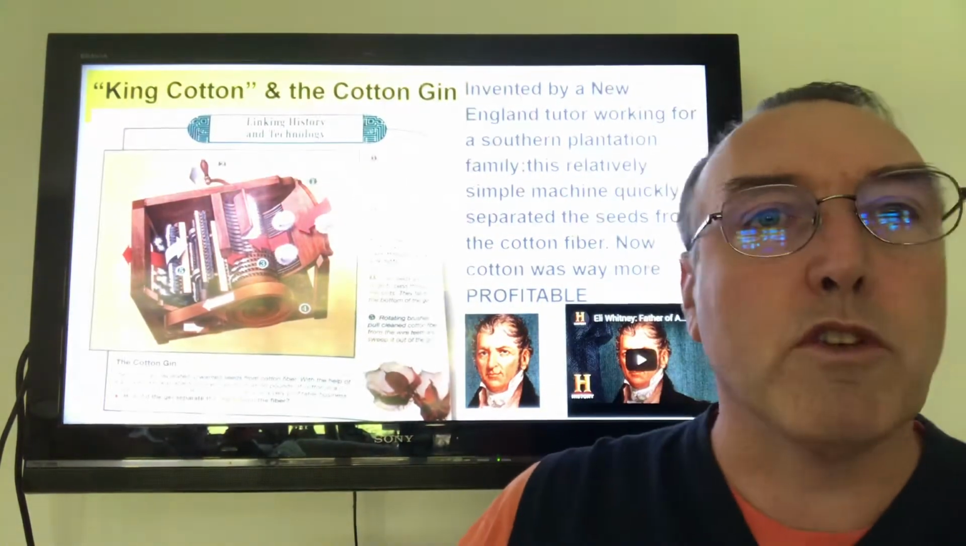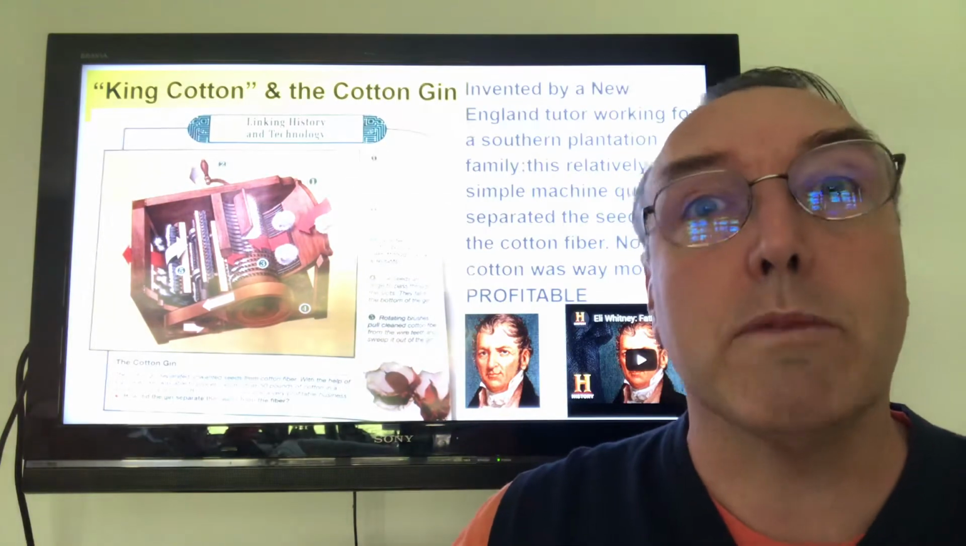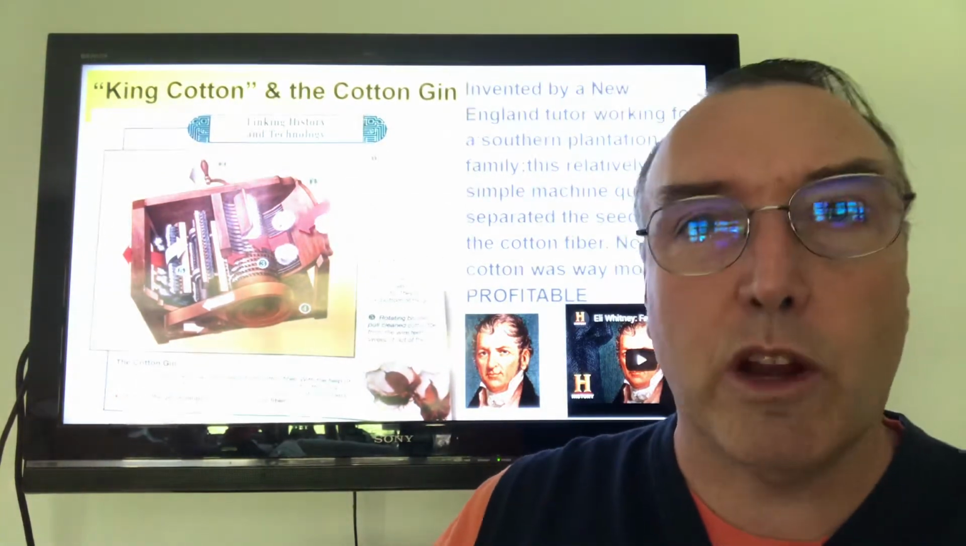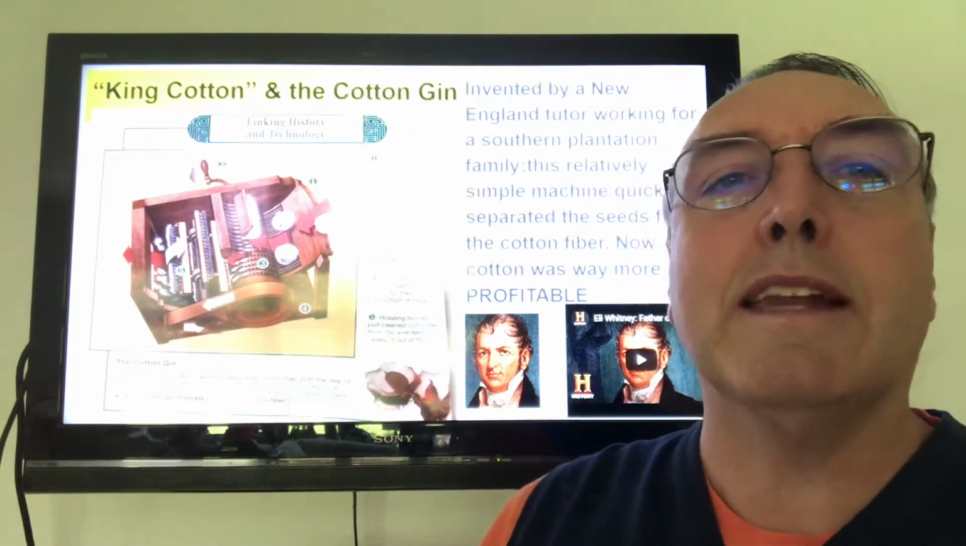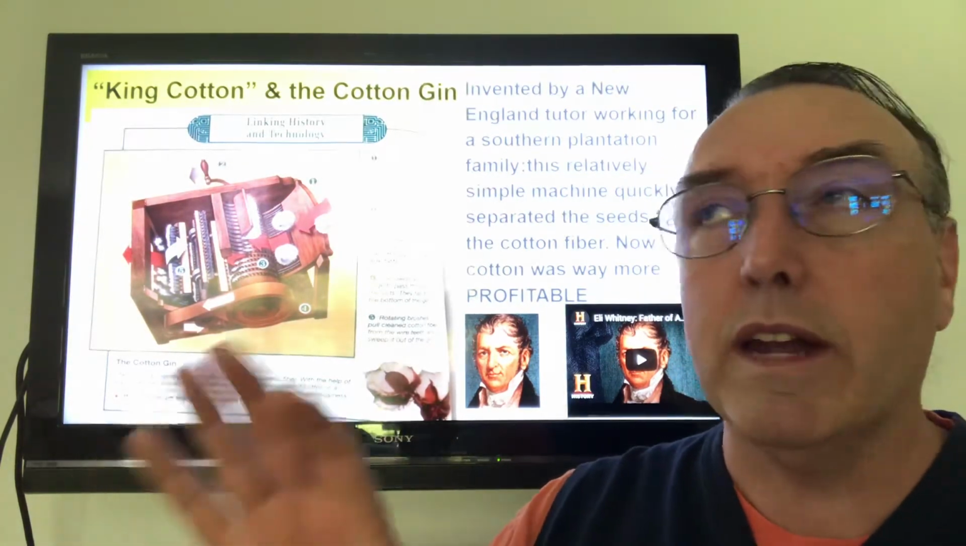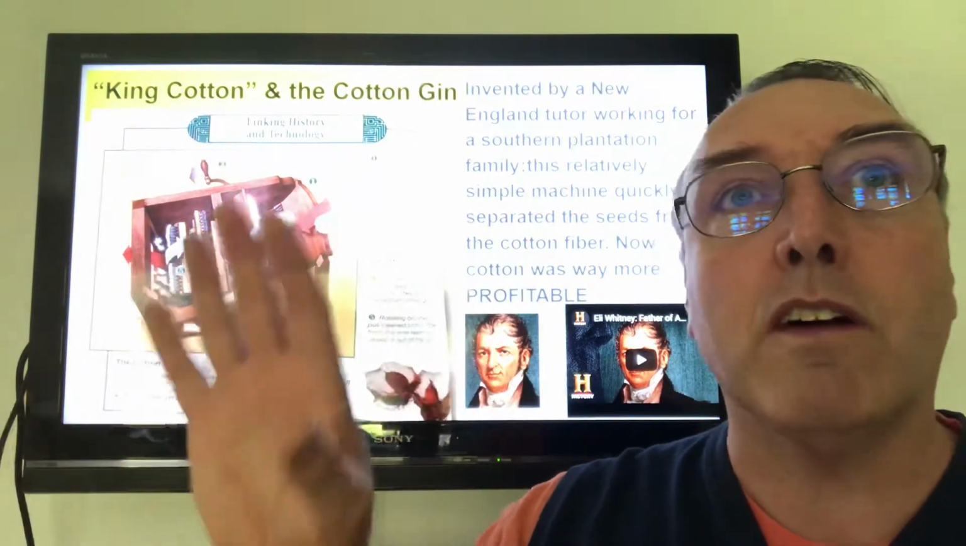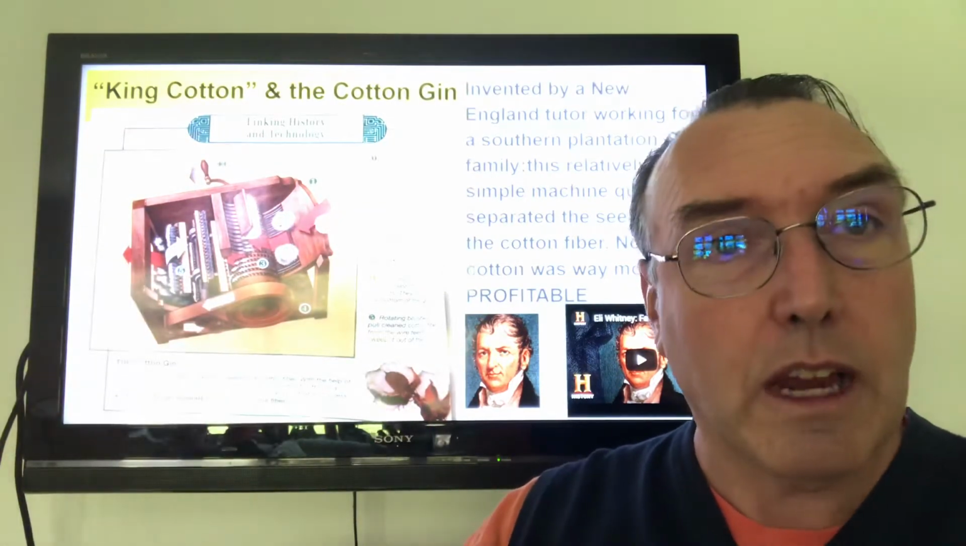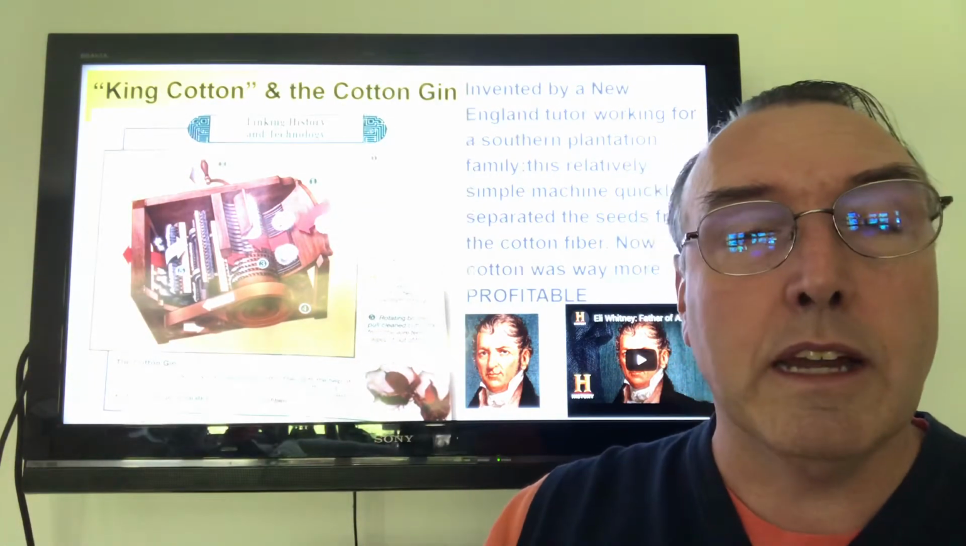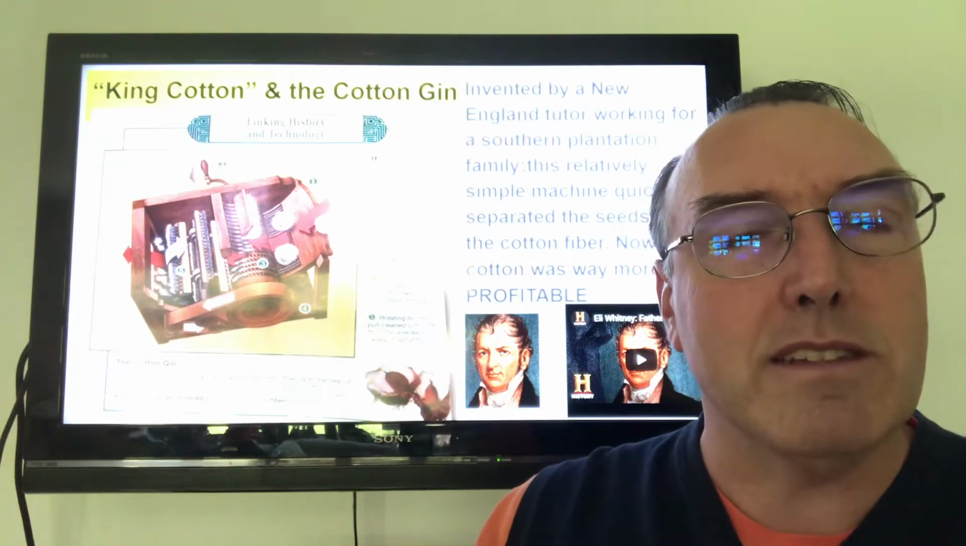Cotton, for years, ancient Egyptians grew cotton. We have 7,000 years worth of humans growing cotton, and the American South was perfect for it. It's warm enough, hot enough, wet enough, long enough in the year to grow cotton. The problem with cotton is the seeds.